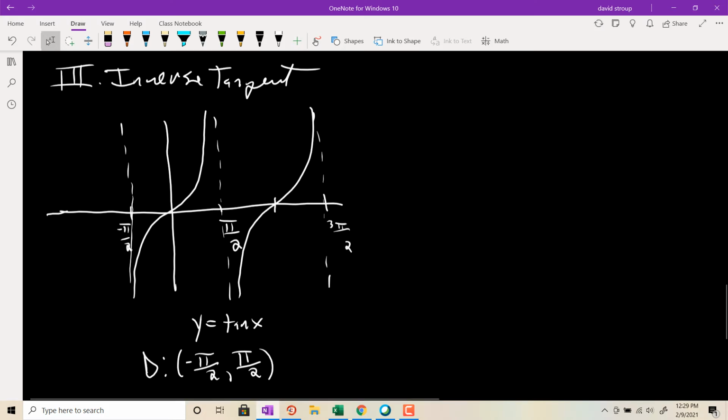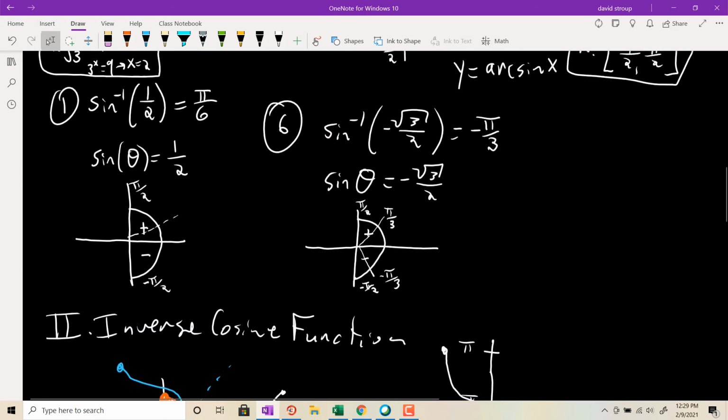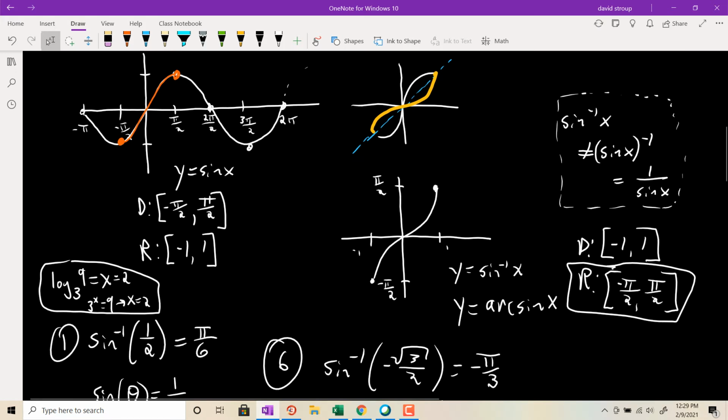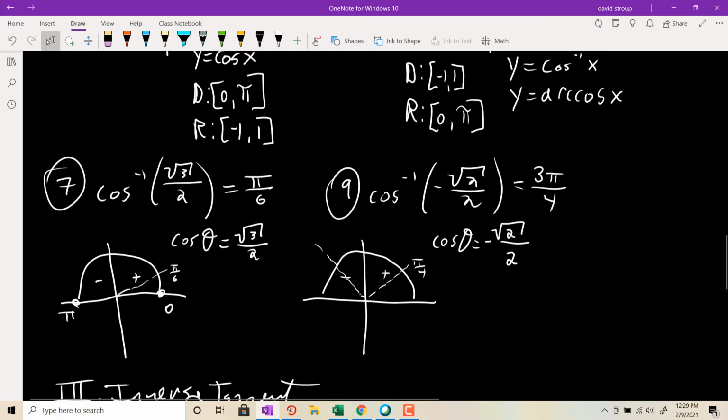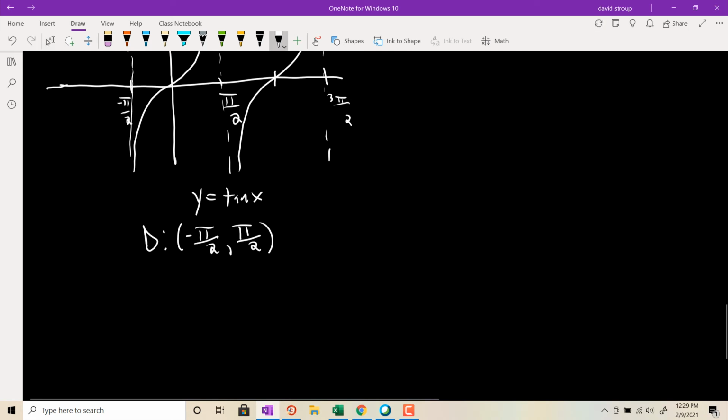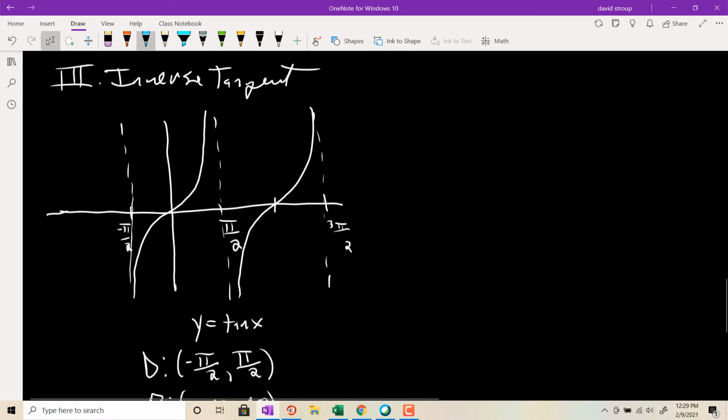So if you compare and contrast this with the sine function, you'll note the sine function's domain, we include those endpoints, but now we don't. Okay, so then the range will be negative infinity to infinity. And so the portion that we've restricted ourselves to is this blue graph. Okay? And we want to rotate it about the line y equals x. So it's going to be rotated about this line, and the result of that rotation is going to be like this.